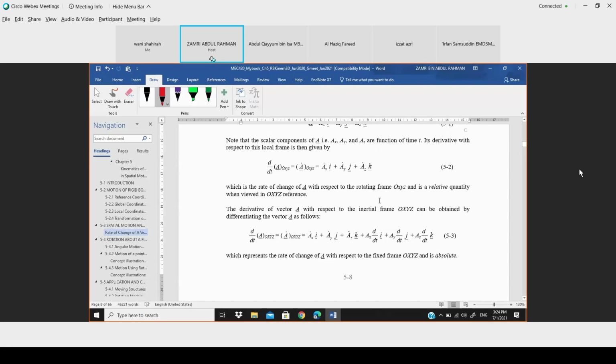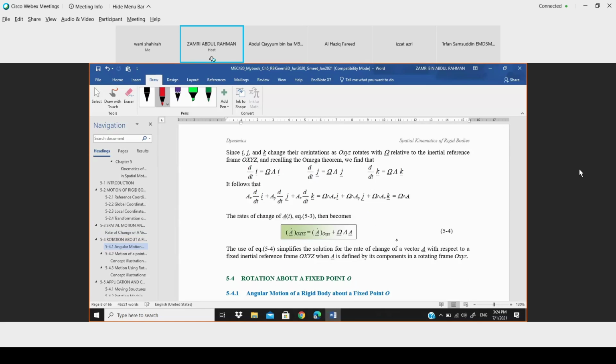Okay, first you see the part due to the change in magnitude is this, and then the part due to the change in direction is this one. So, when we want to get the rate of change with respect to the global reference frame, in other words, it represents the absolute value or absolute quantity, we will have the rate of change with respect to the local coordinate plus omega cross A due to the change of direction. Okay. This is a very, very important equation for us to move on to the next part.